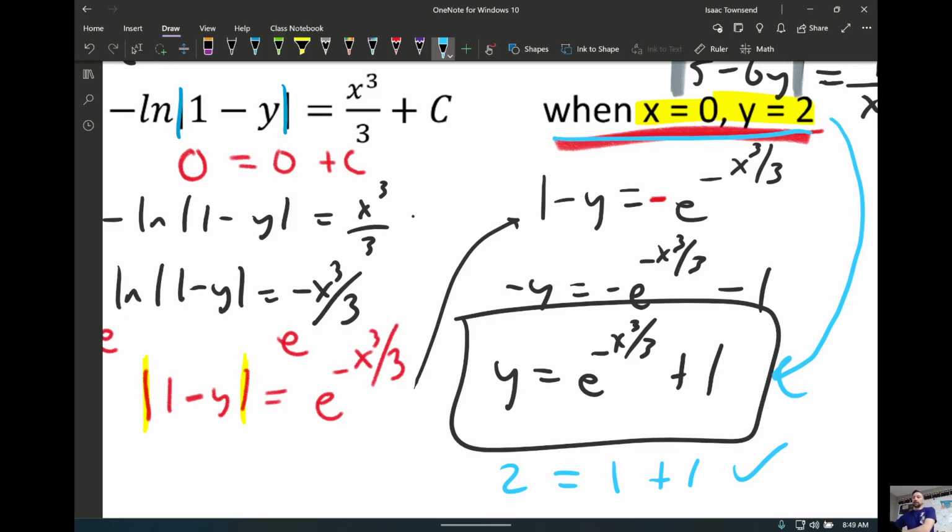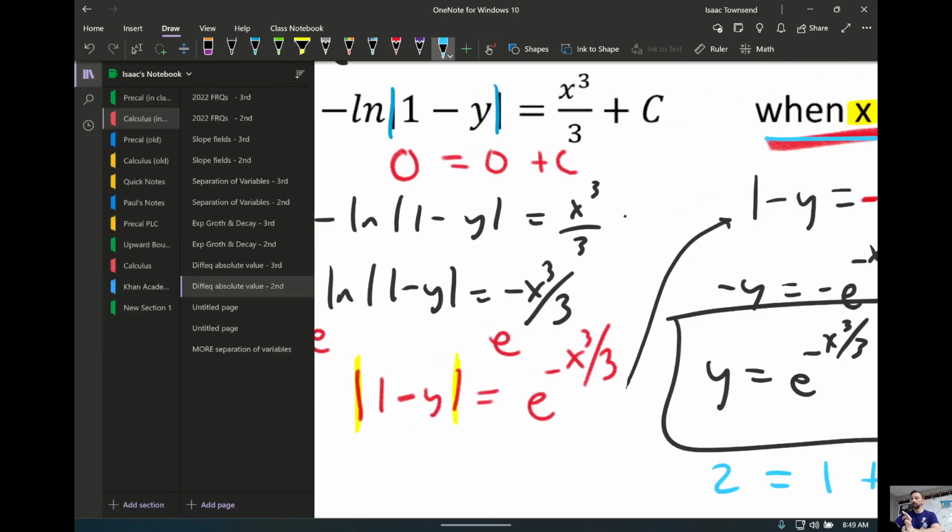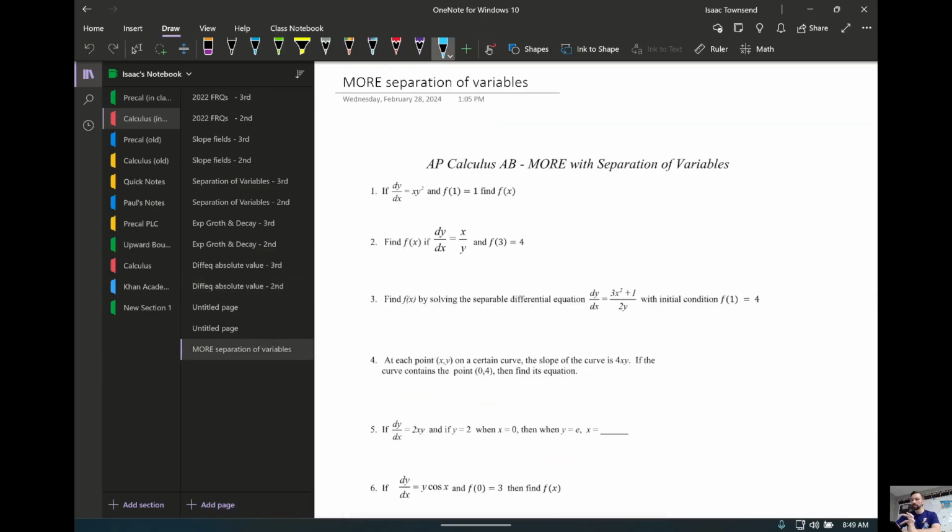Okay, so let's now file that away. If you have questions about the absolute value as it comes up, you can look at that. And let's see what we will do next.